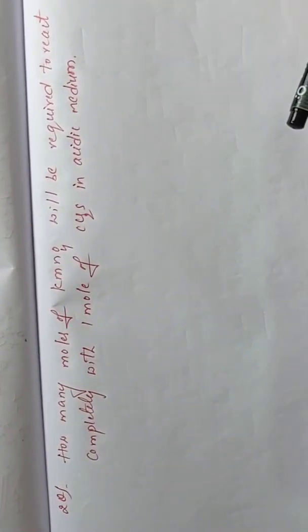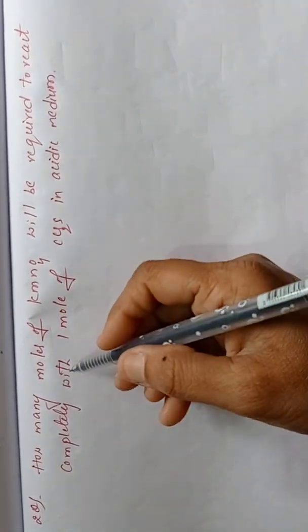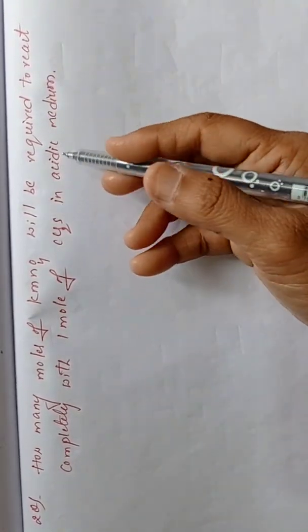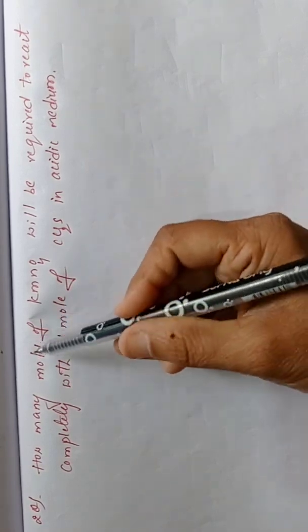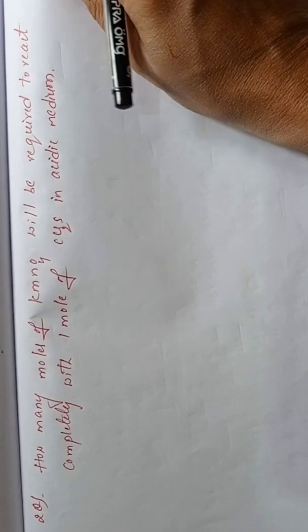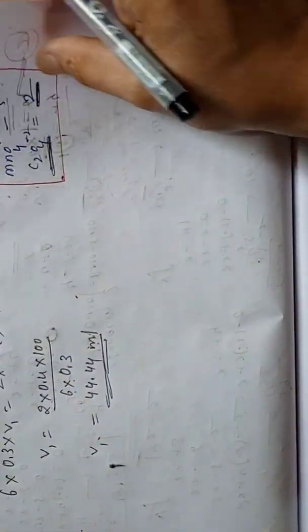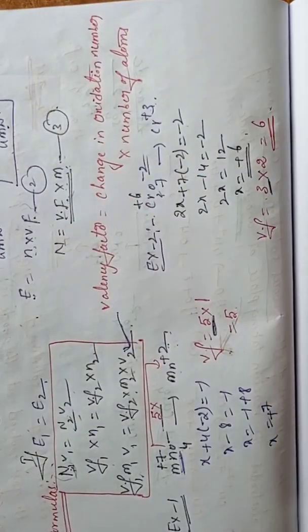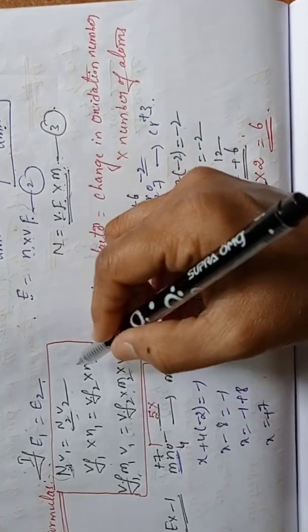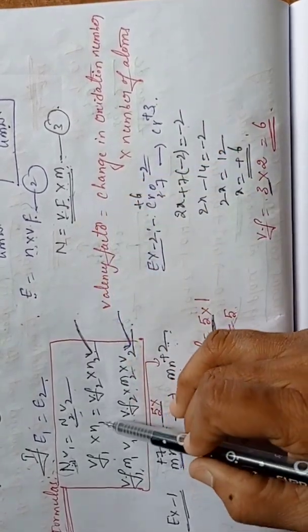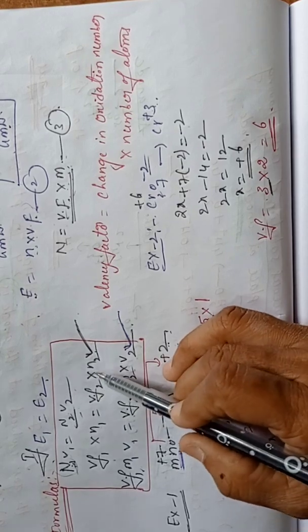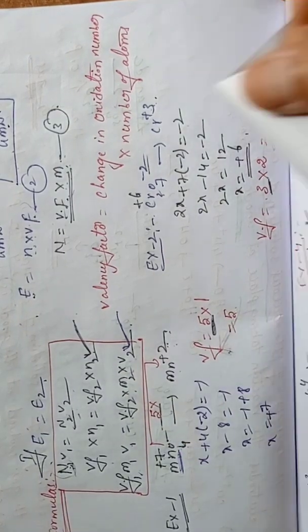Now see one more problem. It is a different model problem. How many moles of KMnO4 will be required to react completely with 1 mole of copper sulfide in acidic medium? Here a mole-to-mole relation is asked, only the number of moles. So which formula can we use? Valency factor 1 into N1 is equal to valency factor 2 into N2. This formula we should use.